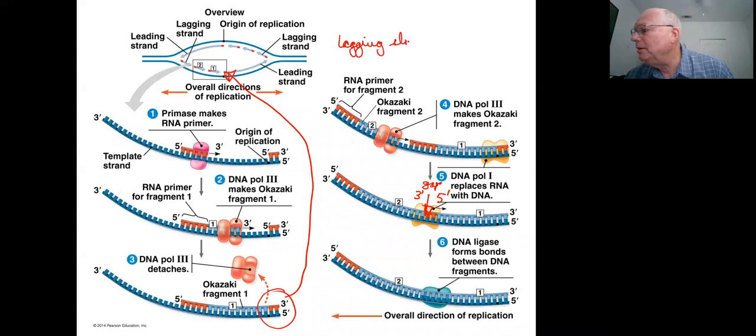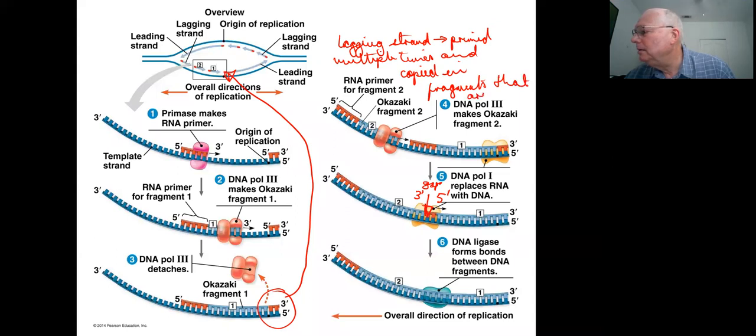So the lagging strand is primed multiple times and copied in fragments that are joined together.